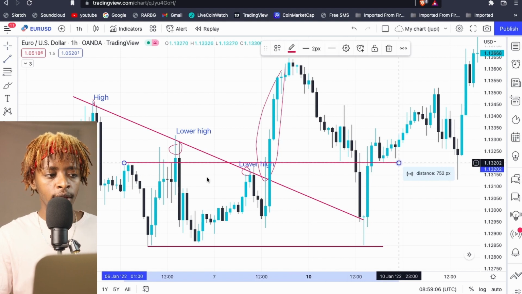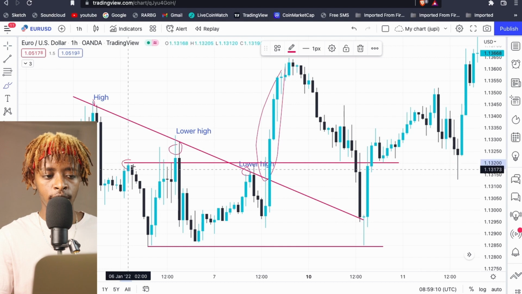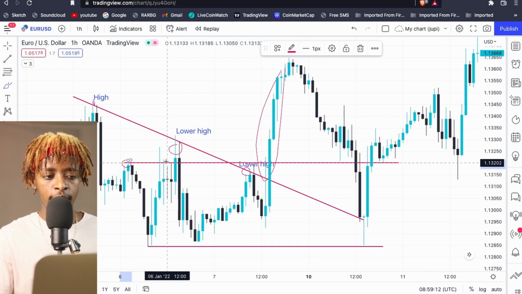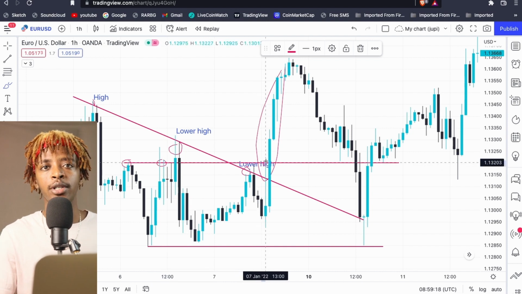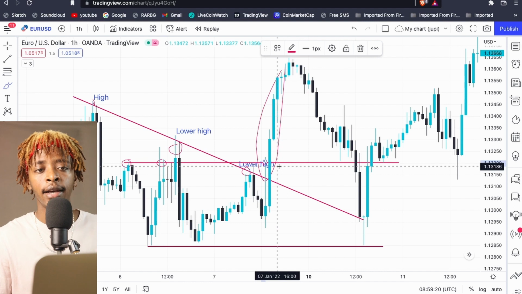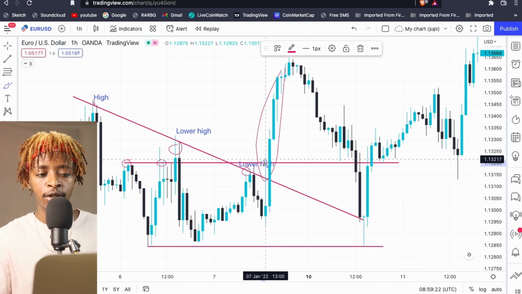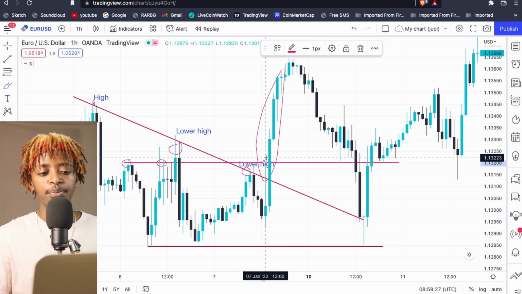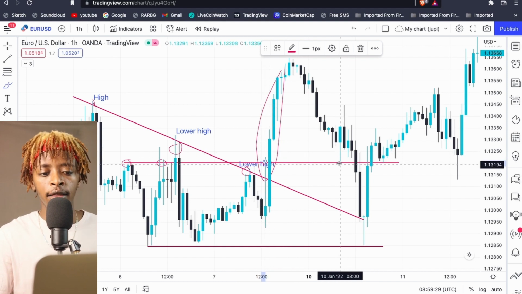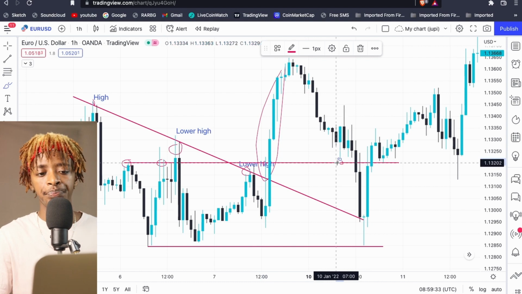I took this one because we have market getting rejected from this level. We have multiple wicks here. We have the wick we have been talking about, which got rejected from the trend line. It also got rejected from that resistance line that we drew. And again, we have another wick which got rejected from this exact area.